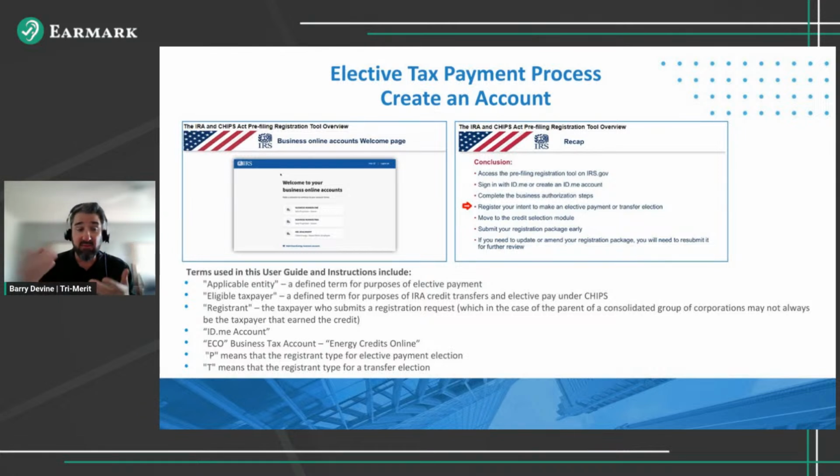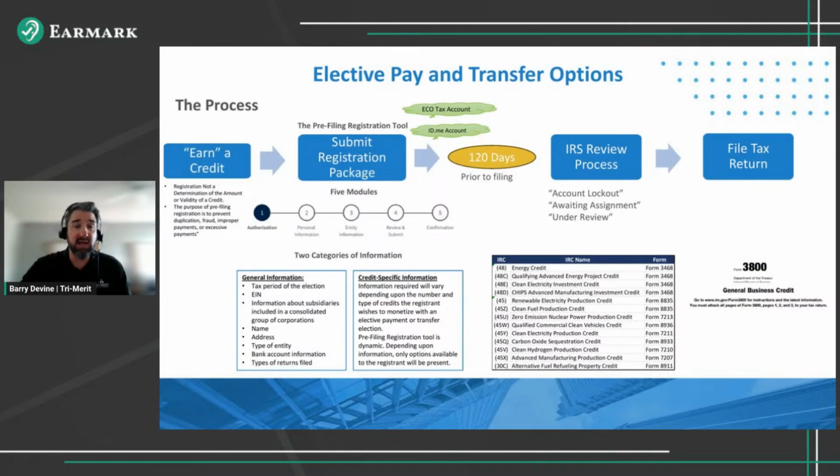Again, some takeaways. If you need help with this portal, the IRS just published extended hours for individuals, either tax-paying or non-tax-paying entities, to go in and get help with this process in order to be able to make these elections. Applicable entity, eligible taxpayer, registrant, there's just a little bit of definition here to help people understand how this actually works. So the next slide, Randy.